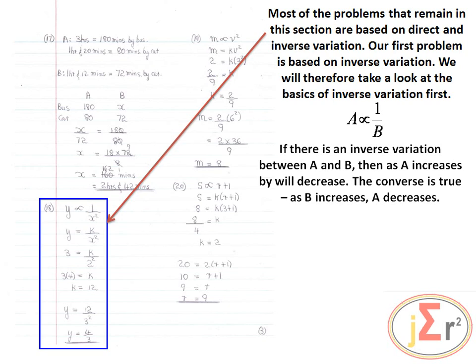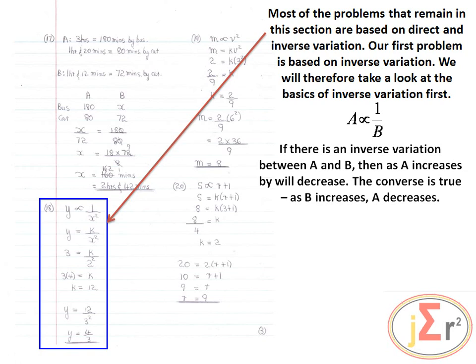The converse is true. As B increases, A decreases. And the relationship is written as we have it right here. And as we progress in these tutorials, we will demonstrate why in an inverse variation we have one variable on the left hand side and the other variable on the right hand side, but in fact we have, as a matter of fact, the reciprocal of the other variable on the right hand side.